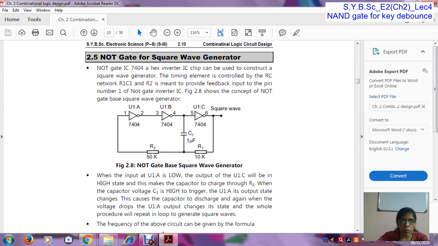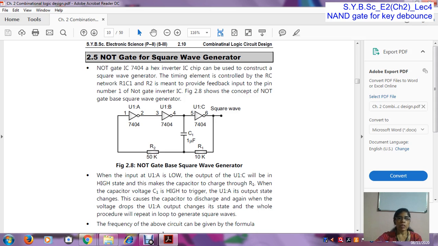Okay, so this is the NOT gate square wave generator. For the square wave generator we use a NOT gate, so we use IC 7404. This is the basic circuit of a NOT gate square wave generator. Here we use three NOT gates: NOT gate 1, NOT gate 2, NOT gate 3. This is the input of the first NOT gate, this is the output of the first NOT gate. This is the input of the second NOT gate, and this is the output of the second NOT gate. And this is the input of the third NOT gate, and this is the output of the third NOT gate.